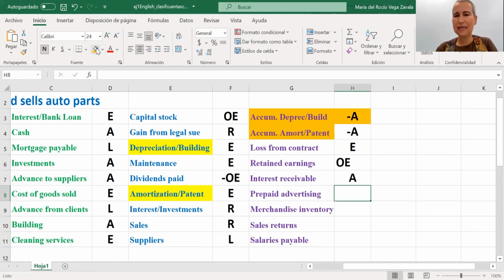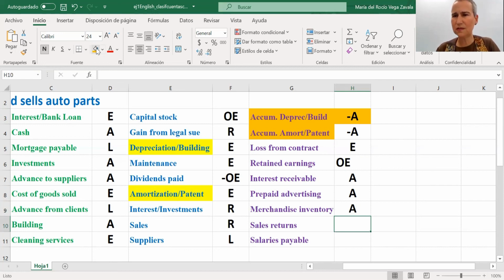Prepaid advertising is the same as advertising paid in advance. I paid in advance. So if I paid in advance, I have the right to receive that advertising. So if I have a right, that will be an asset. Merchandise inventory, that inventory is mine. I'm going to sell it, but in the meantime, it is mine. So it is an asset.